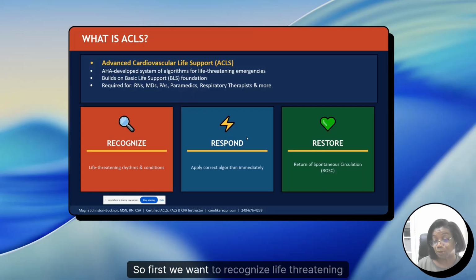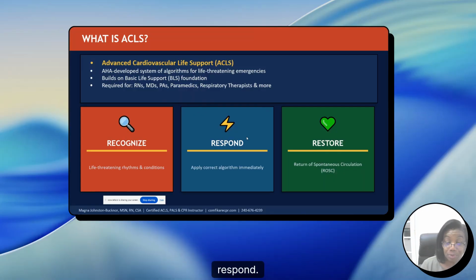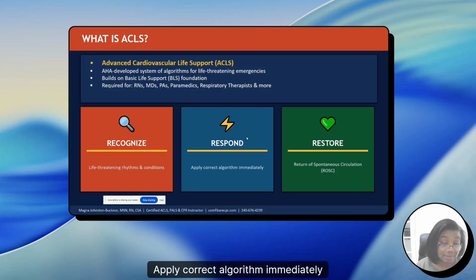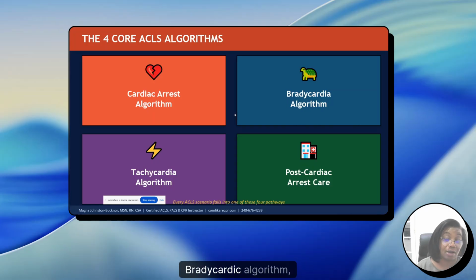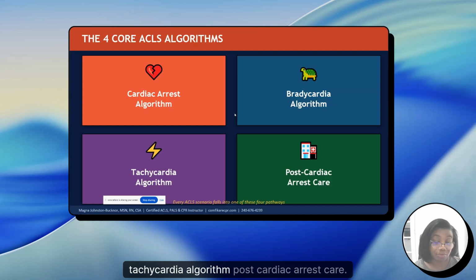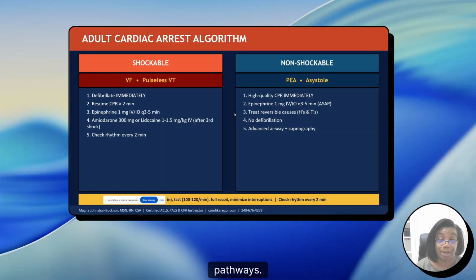First, we want to recognize life-threatening rhythms and conditions, and next we want to respond, applying the correct algorithm immediately, and restore spontaneous circulation. There are 4 core ACLS algorithms. The first is the cardiac arrest algorithm, then the bradycardic algorithm, the tachycardic algorithm, and post-cardiac arrest care. Every ACLS scenario falls into one of these 4 pathways.